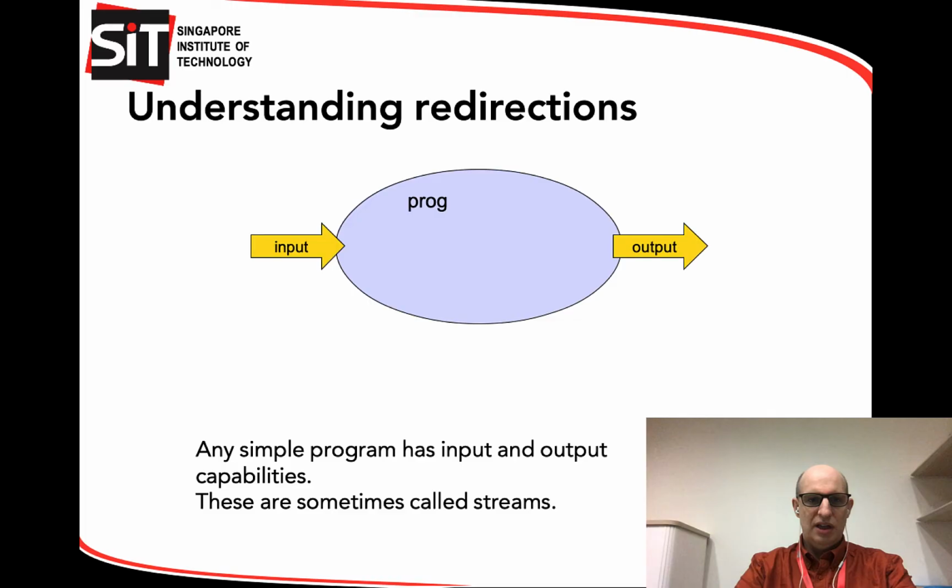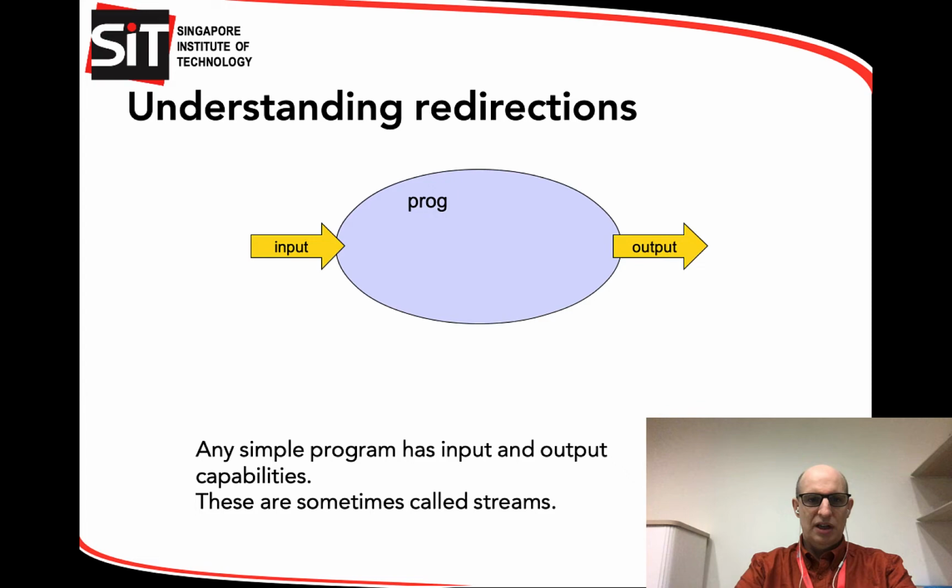So we talked about these redirections and these pipes. I just want to backtrack a little bit to understand what's actually happening here, because it's important. Any program that you run has some input and some output capabilities. Now sometimes programs don't actually look at the input. That means maybe a program just generates something, like it plays music. It doesn't need to look at the input.